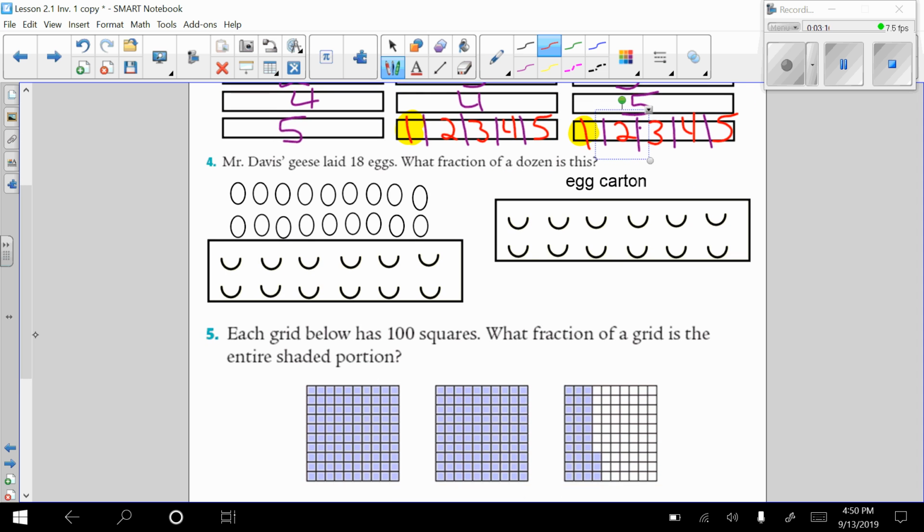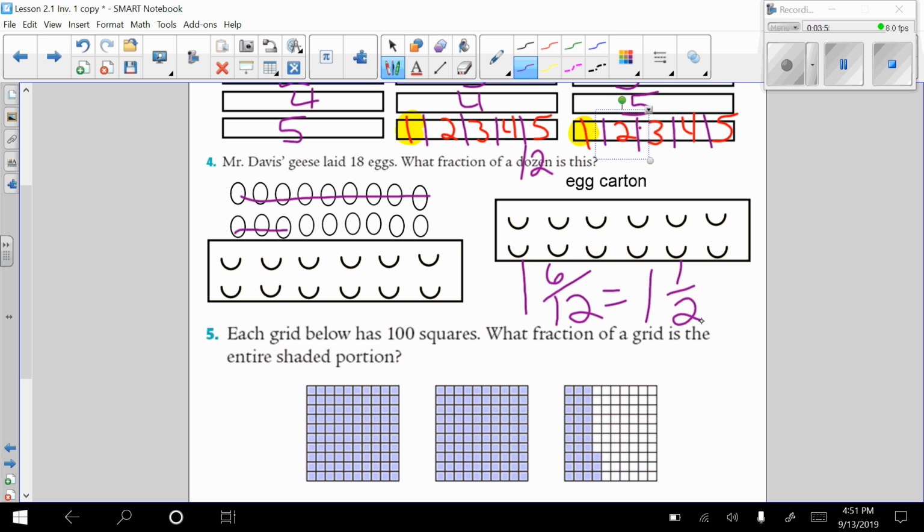Question 4, Mr. Davis' geese laid 18 eggs. What fraction of a dozen is this? Well, first we had to determine that a dozen is really 12 eggs. That's how many eggs are in a dozen. So if we want to determine how much of a dozen, first we have to remove 1 dozen of the eggs. So we're going to take out 12 of the eggs to start with. That gives me 1 whole dozen. How many eggs out of the dozen do I have left? I have 6 out of the 12 left in my dozen. Or I could say I had 1 1/2 dozen eggs.